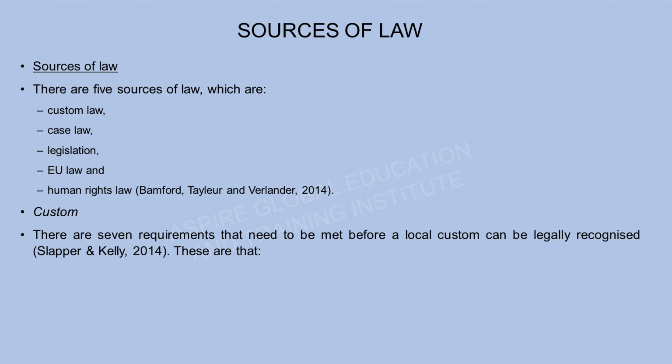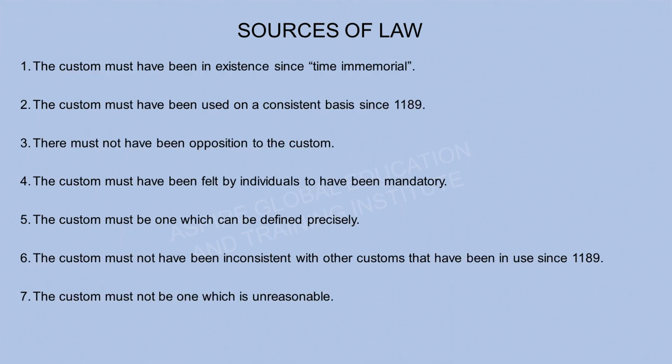In order for a custom to be enforceable, people must have been carrying out that custom because it was something that they felt bound to do, and there was no element of force involved. Slapper and Kelly note that there are 7 requirements that need to be met before a local custom can be legally recognised. These 7 are: number 1, that the custom must have been in existence since time immemorial, which is usually held to mean since 1189.